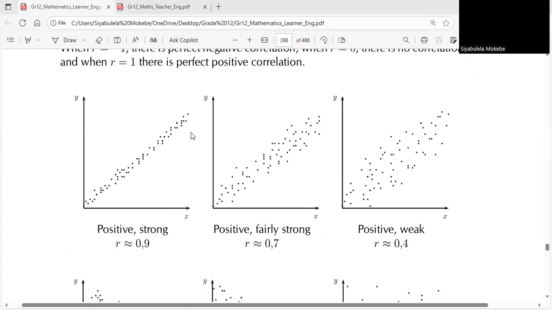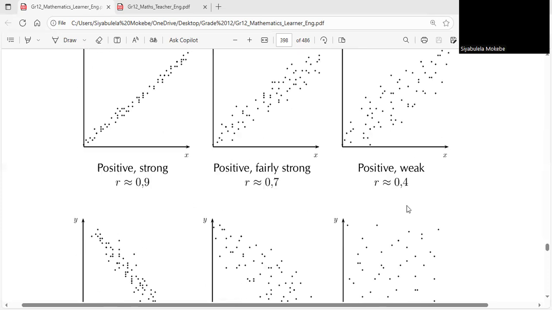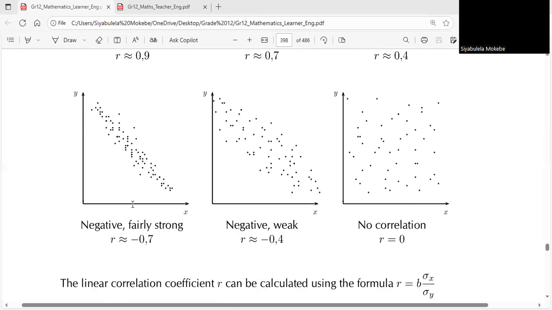This is positive, strong. The coefficient is around 0.9. Here it's 0.7. Here it's 0.4. Then negative and fairly strong, that is approximately negative 0.7. And here there's no correlation.